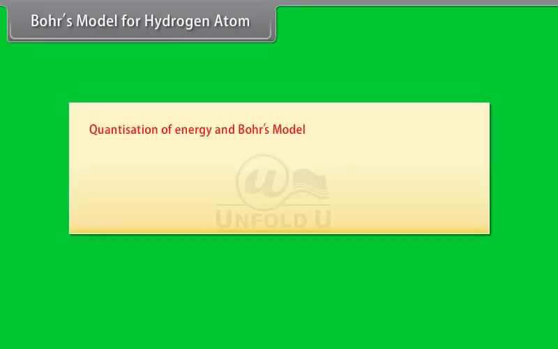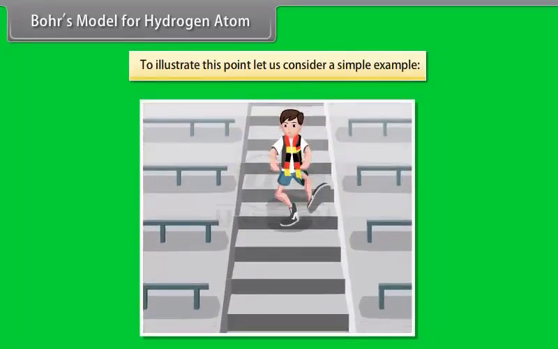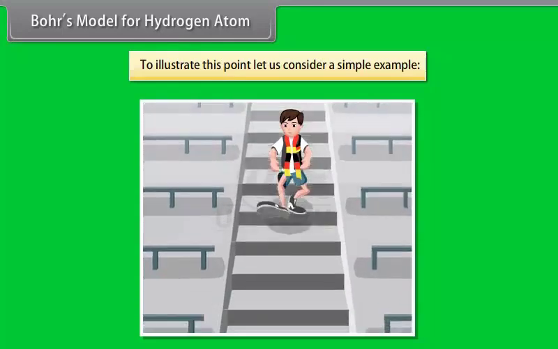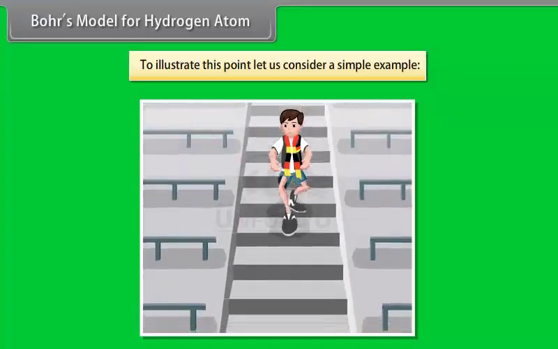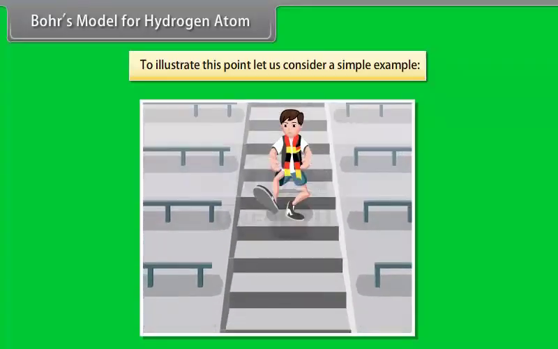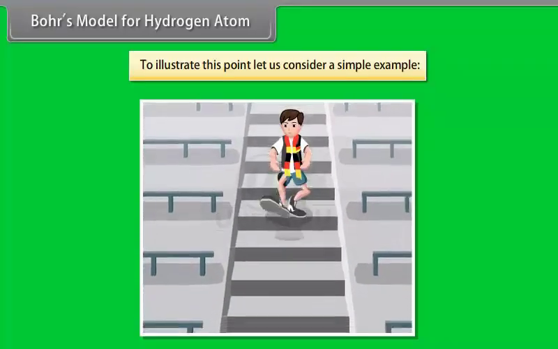Bohr's model for hydrogen atom. Quantization of energy and Bohr's model. According to Bohr's model, energy of the electron in an atom is quantized. Quantization means that a quantity cannot vary continuously to have any arbitrary values, but can change only discontinuously to have some specific values. To illustrate this point, let us consider a simple example. Suppose a person moves down a staircase, then energy of the person changes discontinuously and he can have only certain definite values of energy corresponding to the energies of various steps. Energy of the person in this case is quantized.